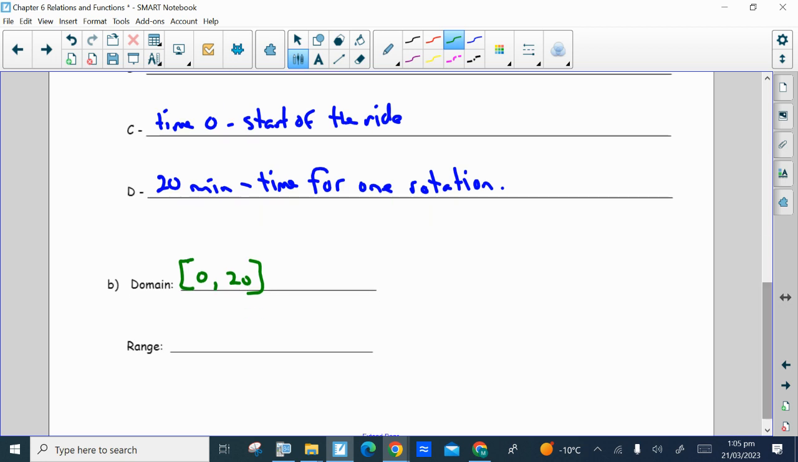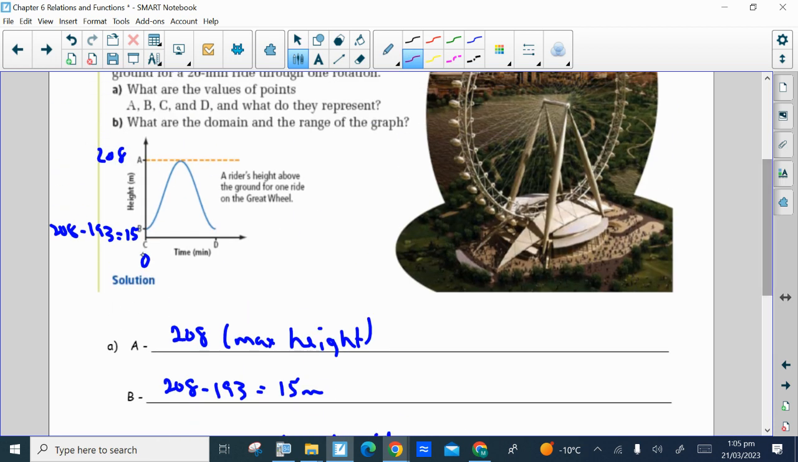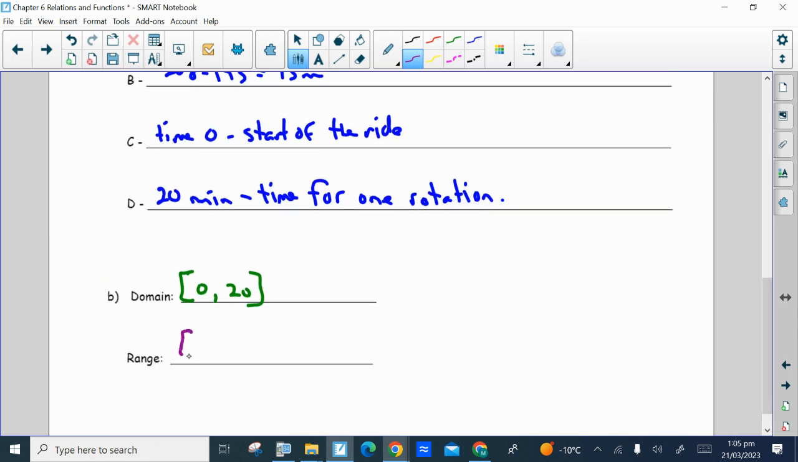Otherwise, it's a list. The range, well, that's measured along the y-axis. This height has a minimum height of 15 and a maximum of 208. So using interval notation, smallest to greatest, those two numbers are included, which means square brackets. All heights between 15 and 208 meters are part of this: all fractions, all decimals, all integers. So it's all real numbers between those two values, which means we can use interval notation.